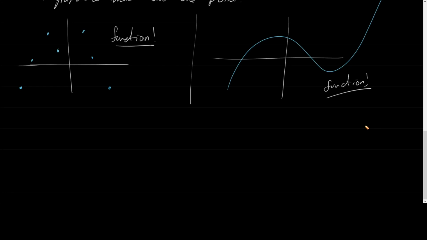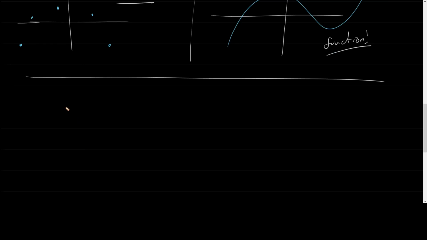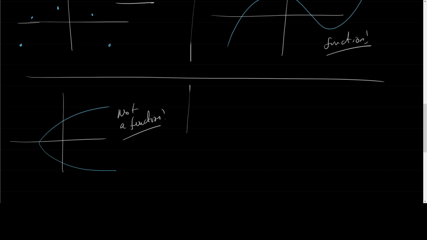So what wouldn't be a function? Well, let's see. If I drew something like this, that would not be a function, because clearly in here I've got a vertical line that passes the graph at more than one point. Something else that may not be a function would be something like this, a circle. And there, also not a function.